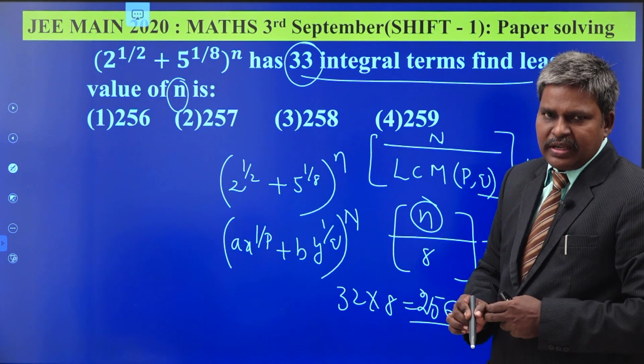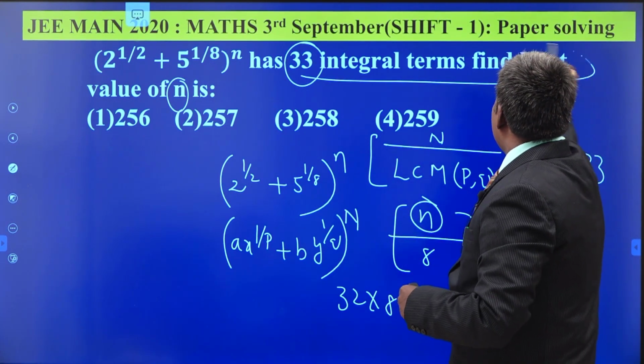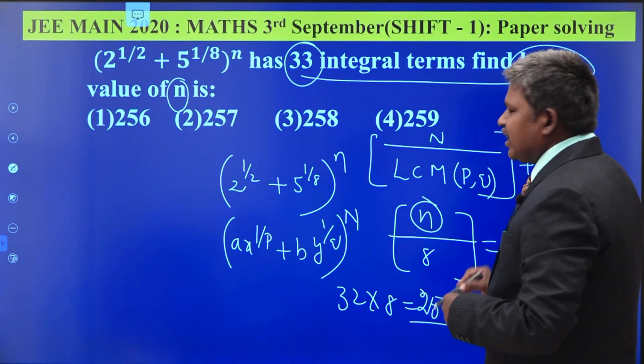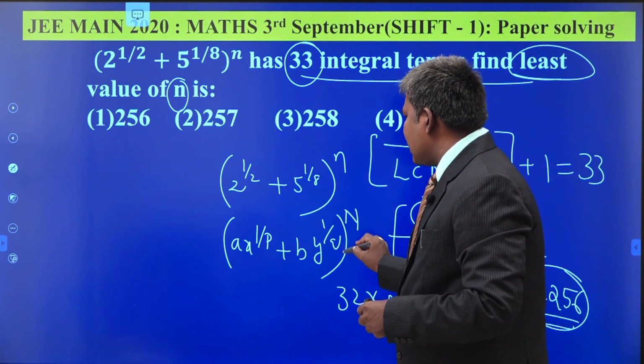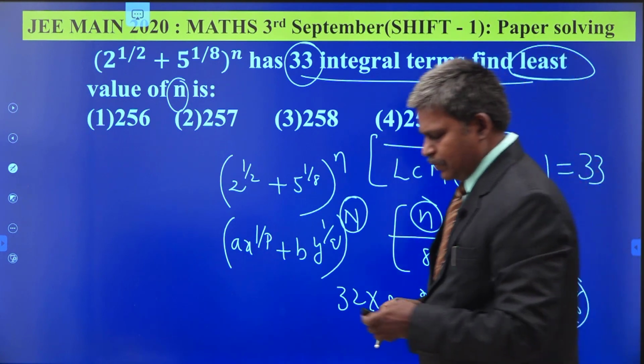n is more. At that time we get a larger value of n. We have to find out the least value of n. That is why I am choosing plus 1 here. That means at least one of p comma q divides n. I am choosing that. Okay.